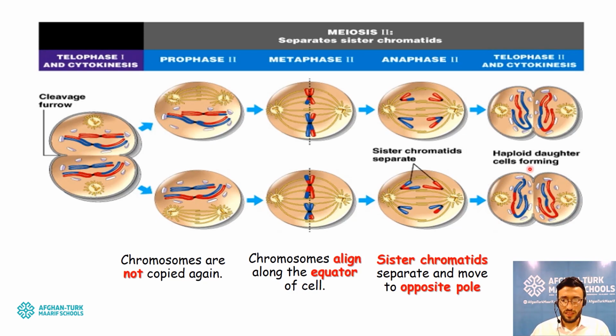So as a result, we can say that meiosis is a kind of cell division which produces four haploid cells from a diploid cell. It means they are going to produce genetically unique cells.